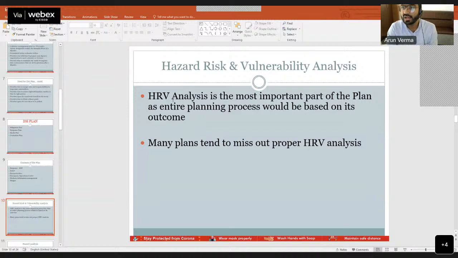So this gives an HRVC analysis. In HRVC, V means vulnerability, H means hazard, R means risk. How much is the risk? How many people are in the danger situation? How many people are affected? How much loss of life could we have? And another thing in HRVC is capacity. Capacity means, what are our capacities? What are the capacities of our department? What are the capacities of our university?